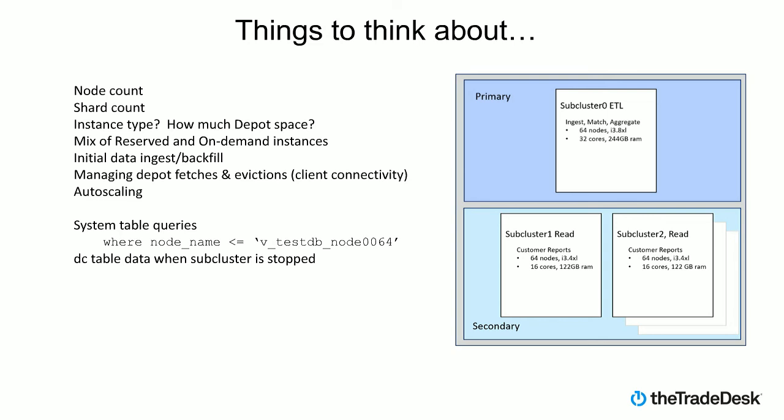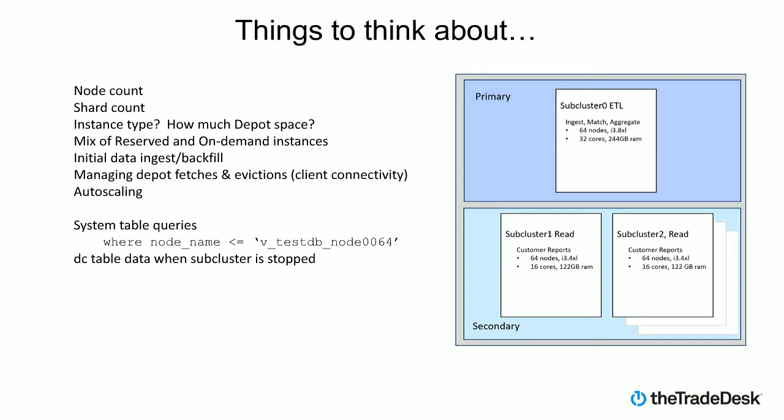And lastly, there is a problem that we're working on and thinking about, which is DC table data for subclusters that are stopped. When the instance is stopped, literally the operating system is down and there's no way to access it. So it takes the DC table data with it. After my subclusters scale up in the morning and then scale down, I can't run DC table queries on what performed well and where and that sort of stuff, because it's local to those nodes.